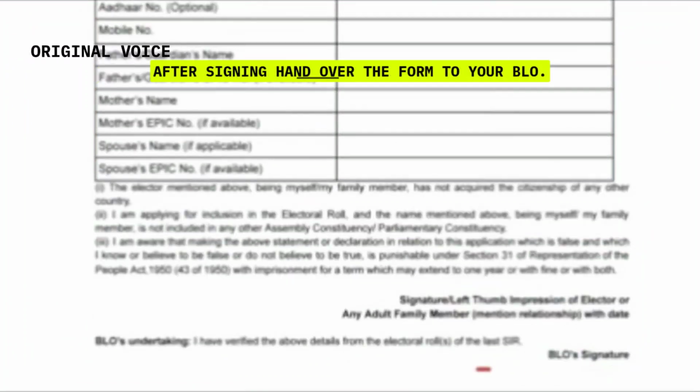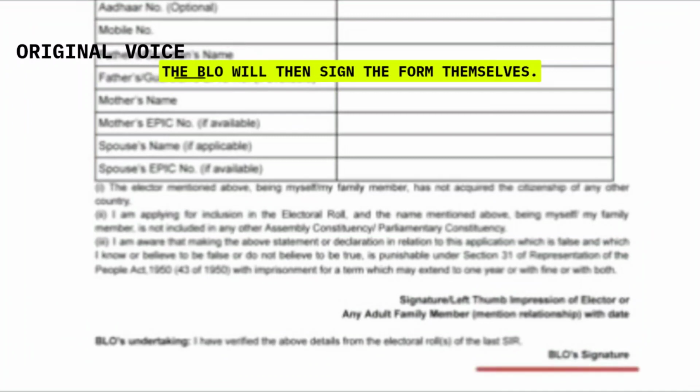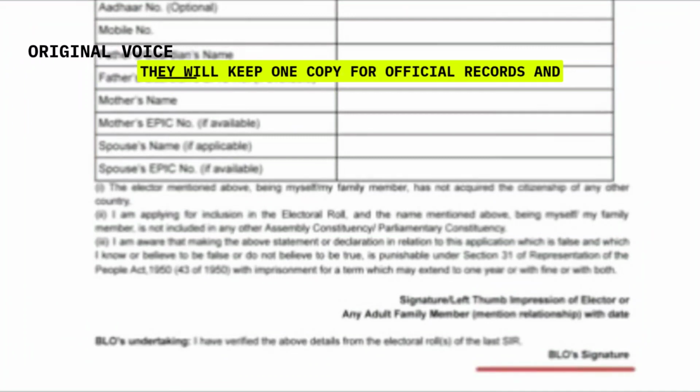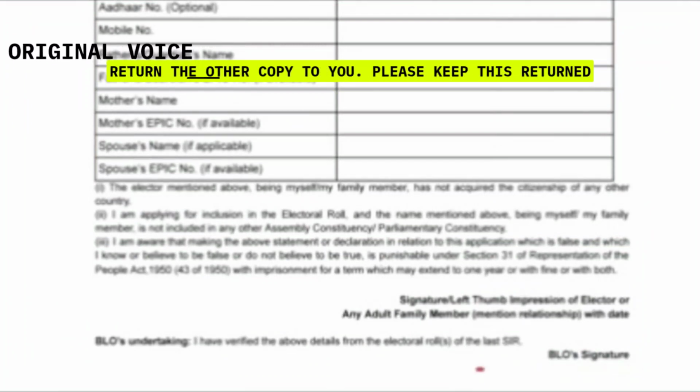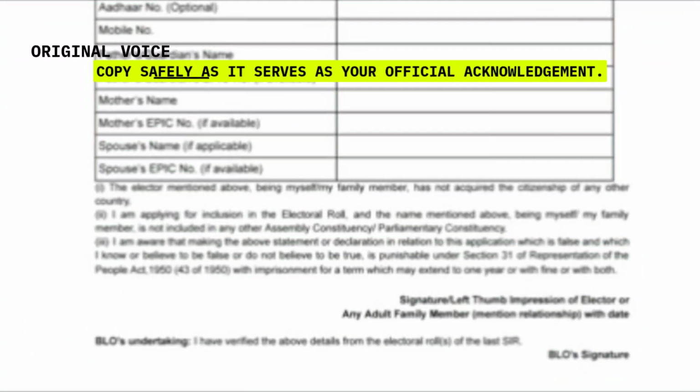After signing, hand over the form to your BLO. The BLO will then sign the form themselves. They will keep one copy for official records and return the other copy to you. Please keep this returned copy safely as it serves as your official acknowledgement.